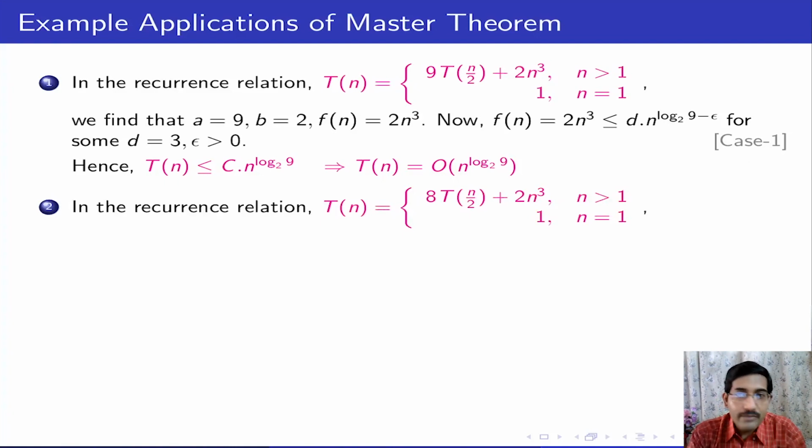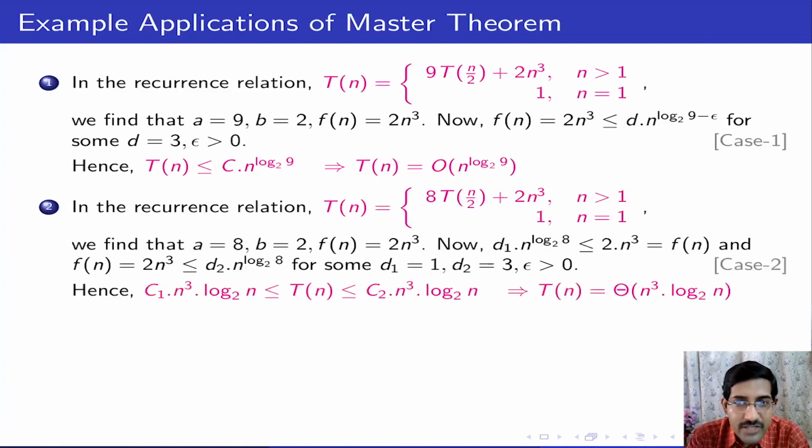Now check for a and b, it is 8 and 2 respectively, f(n) is the same. So now you see that log 8 base 2 is 3. Now this n cube is comparable with this one, 2n cube. So you can have d1 and d2 values so that you could sandwich 2n cube, greater than and less than. If you select d1 equal to 1 and d2 equal to 3, so 2n cube is sandwiched between that.